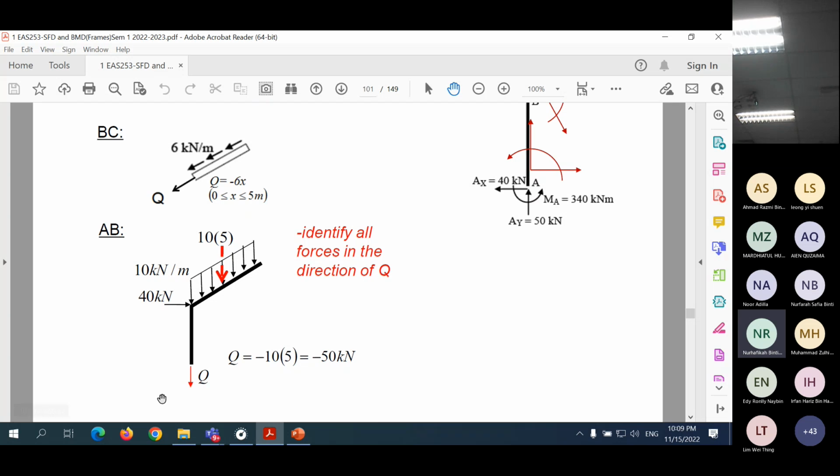Then for this part here, okay, the Q, positive Q is in this direction. So Q plus the equivalent of this is 10 multiplied with this length, which is 50. So we get Q again negative. So it means it's in compression.